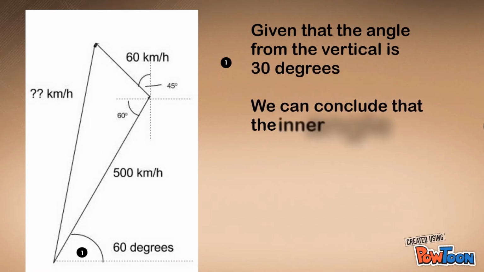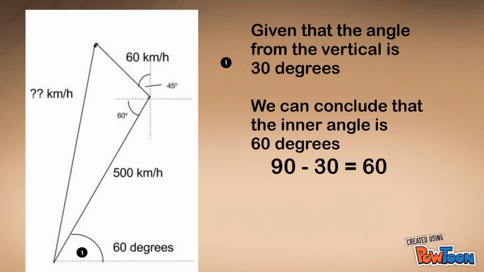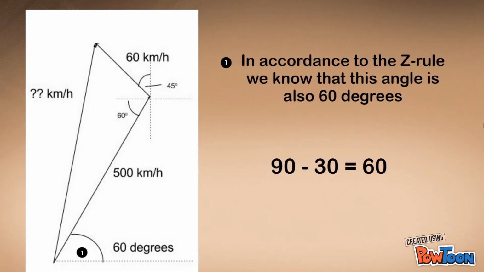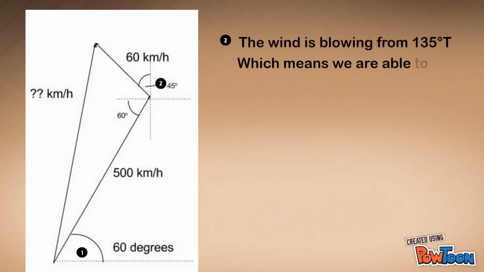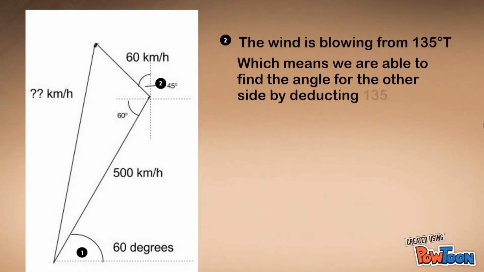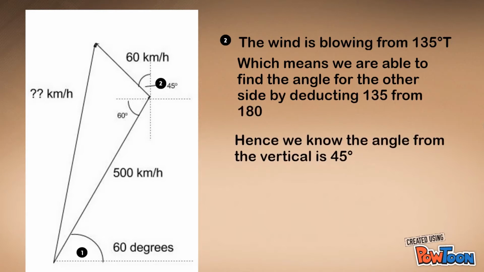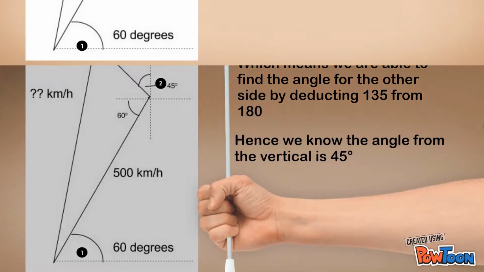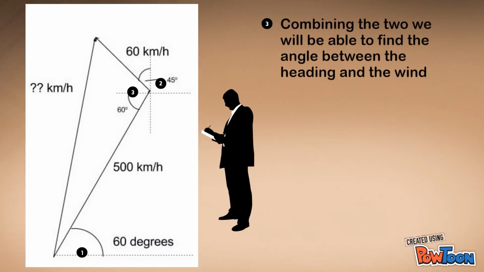Given that the angle from the vertical is 30 degrees, we can conclude that the inner angle is 60 degrees. In accordance to the zero, we know that this angle is also 60 degrees. The wind is blowing from 135 degrees, which means we are able to find the angle for the other side by deducting 135 from 180. Hence, we know the angle from the vertical is 45 degrees. Combining the two, we will be able to find the angle between the heading and the wind.